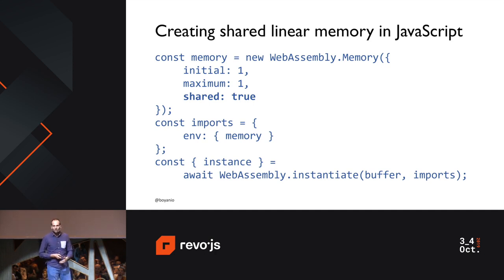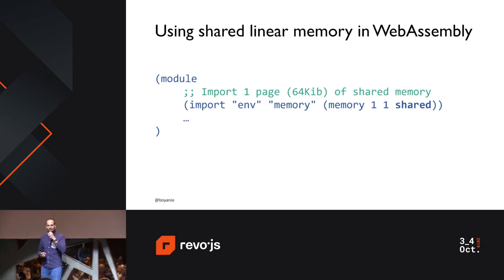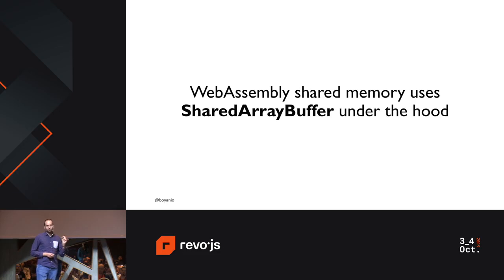It's a shared toggle. So if you set this to true and then import this in creation, then your WebAssembly module would declare basically the shared thing there. So it's only this flag that extends and marks this memory as to be shared. Now, what this shared abstraction really does is using something called SharedArrayBuffer under the hood. And this is the way to share data between threads in JavaScript.